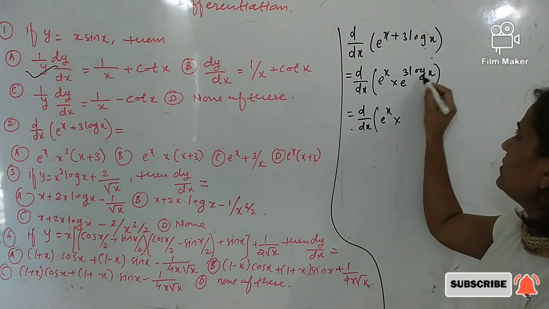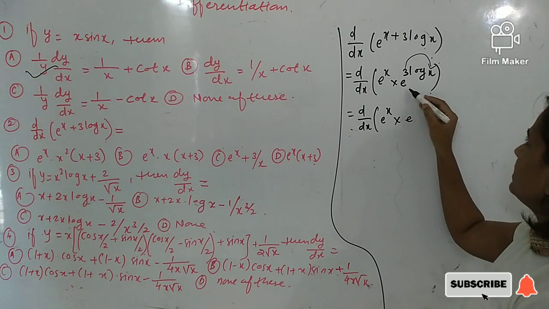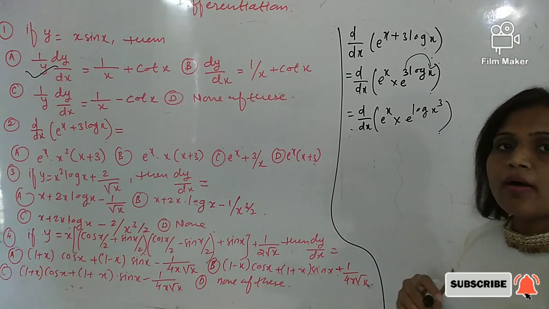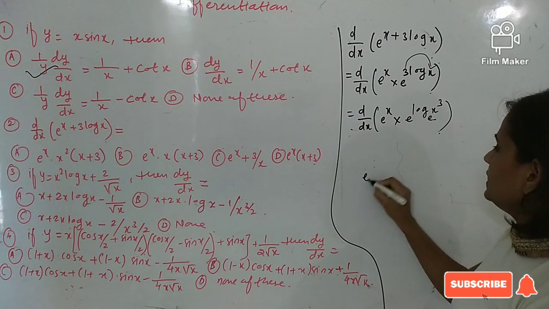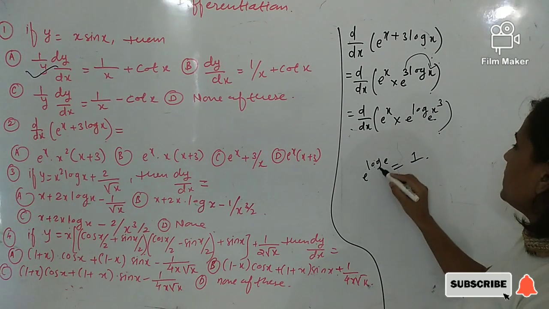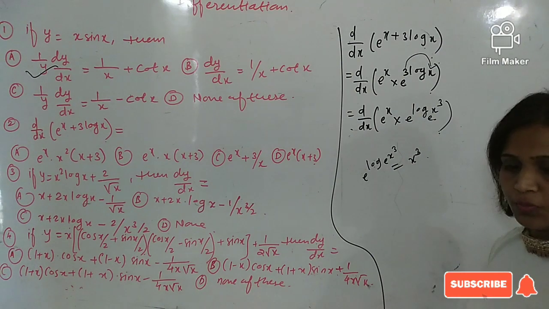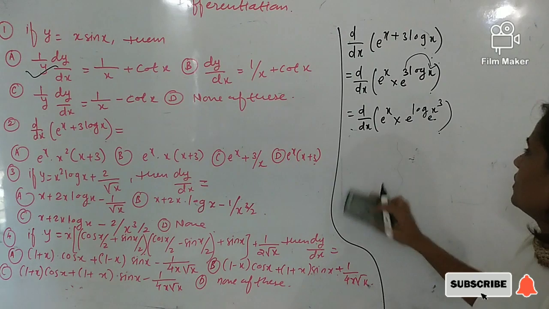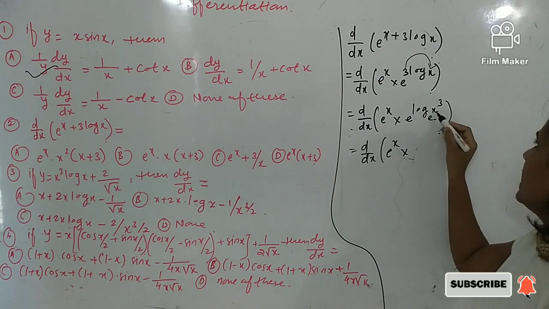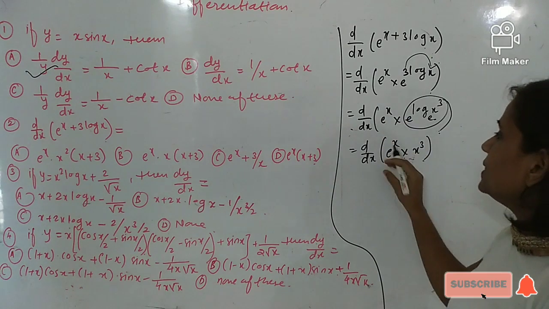Again I can simplify this: I can write the 3 as a power of x, so it becomes e power log x cube. Now every log has the natural base e, and e to the power log e of x cube has the value x cube. So d by dx of e power x stays as it is, and the value of the whole expression is x cube. Now this is the completely simplified function.